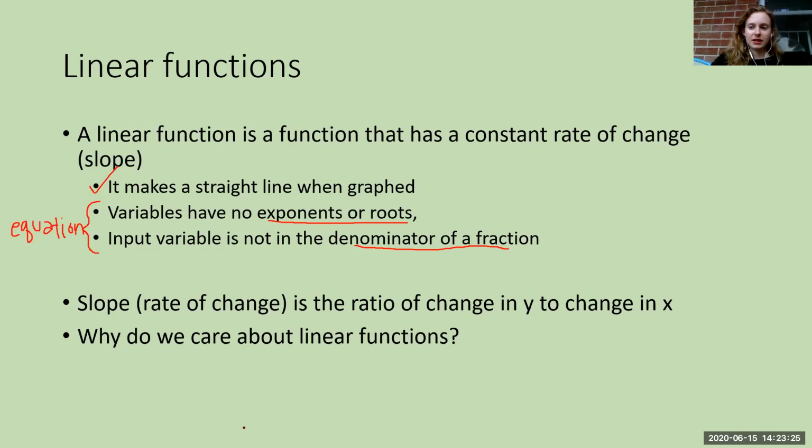All right, so let me give you an example of what I'm talking about with respect to those equations. So examples of equations that are not linear.